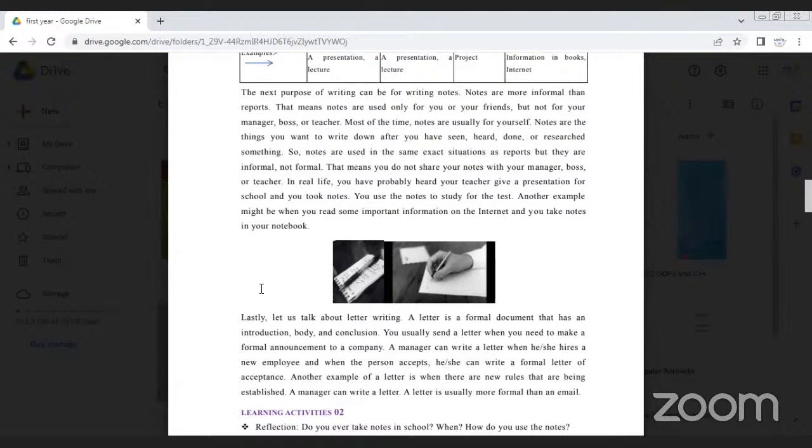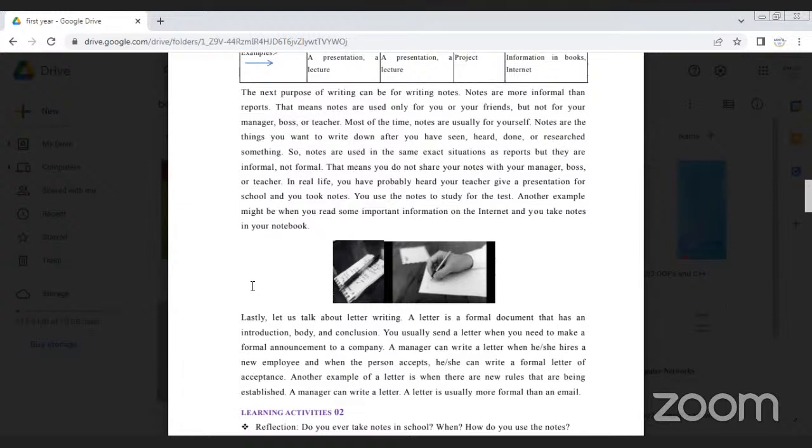In real life, you have probably heard your teacher give a presentation for school and you took notes. You use the notes to study for the test. Another example might be when you read some important information on the internet and you take notes in your notebook.